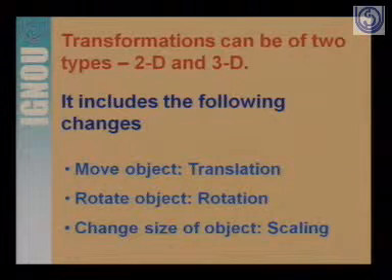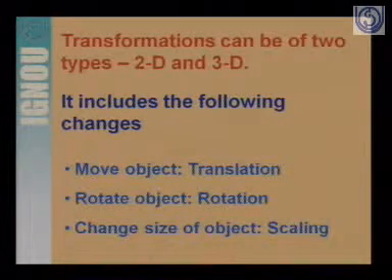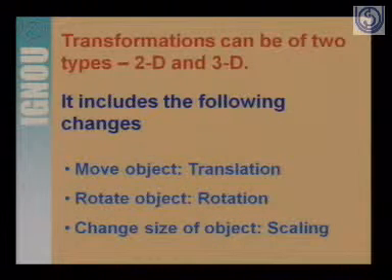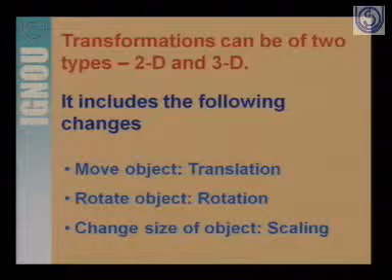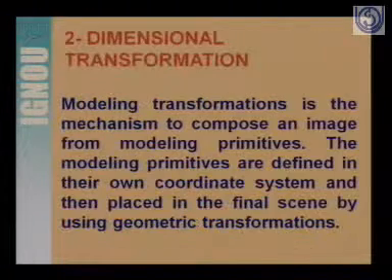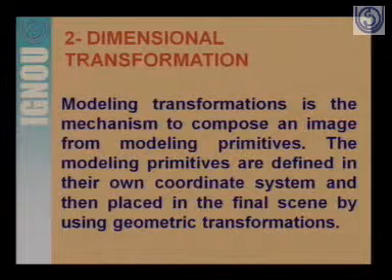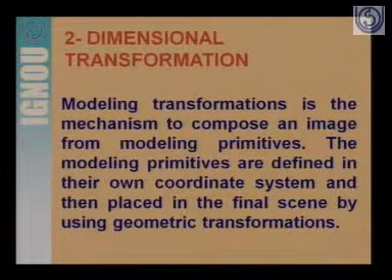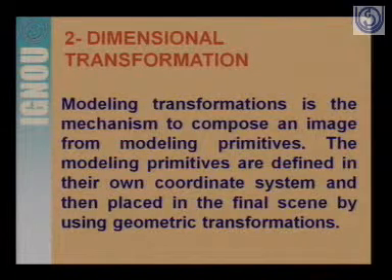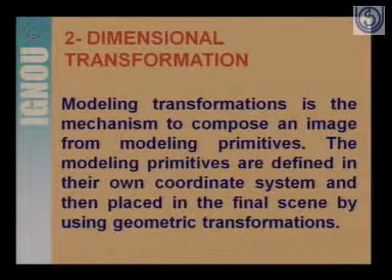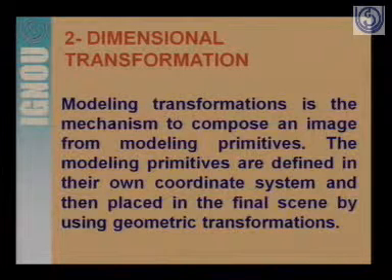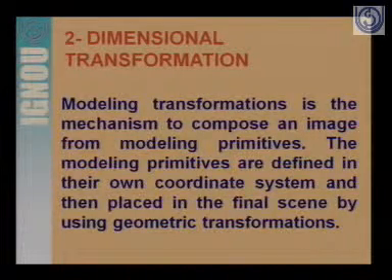Transformation can be of two types, two-dimensional and three-dimensional. It includes the following changes: move object, that is translation; rotate object, that is rotation; and change size of object, that is scaling. Let us start with two-dimensional transformation. Modeling transformation is the mechanism to compose an object from modeling primitives. The modeling primitives are defined in their own coordinate systems and then placed in the final scene by using geometric transformations.